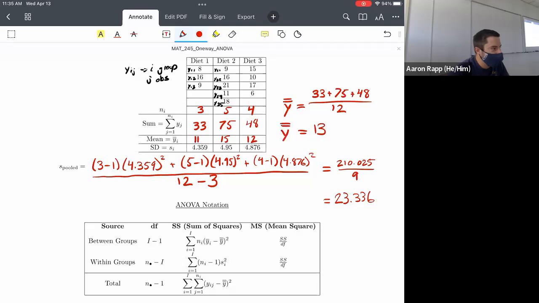So your spread of this data, one standard deviation above, you'd expect to see roughly 68% of all observations above and below, 23 above and 23 below your grand mean of 13. Which gives me this indication that these different diets aren't really too far away. If my standard deviation is 23, then being off by 1 or 2 from the grand mean is probably not going to be that big of a difference.